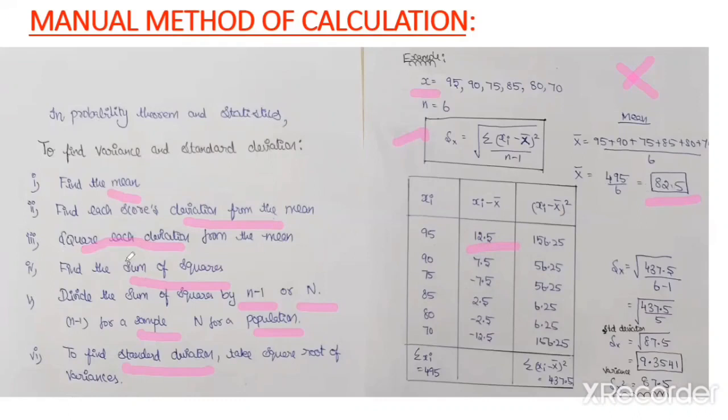The third step is to square. So we have to square all these deviations so that we get these 6 numbers. Then we sum the squares, adding all the 6 numbers to get this value, and then divide it by n minus 1, since it is a sample variance, so that finally we get 9.3541, about 9.35. This is our standard deviation value.